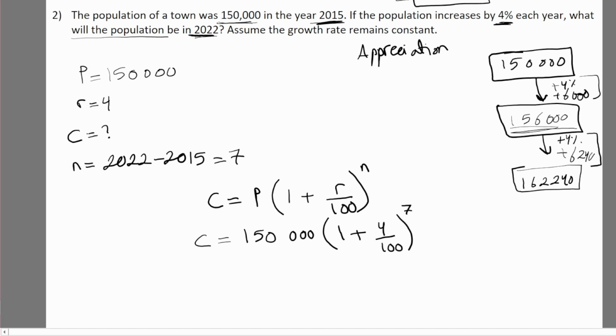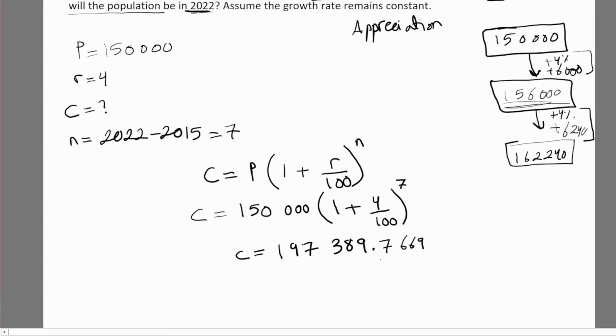You just plug in the right-hand side on your calculator and you should get the answer: the current population is equal to 197,389. Now you're going to get like 0.7669, right? But those decimals right here, they don't make sense. That means that after 7 years, like in 2022, you will have 197,389 people and 0.7 persons. And that doesn't make sense at all. You can't have 0.7 person. You either have them or don't have them.